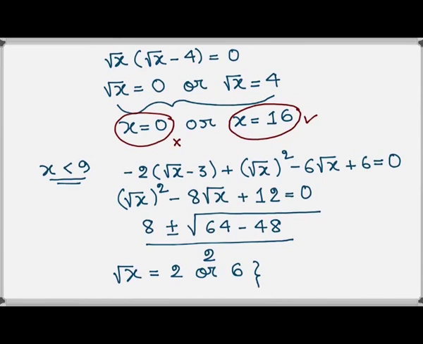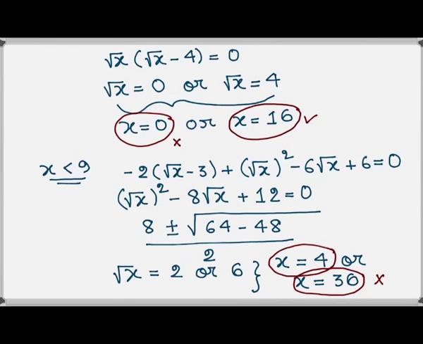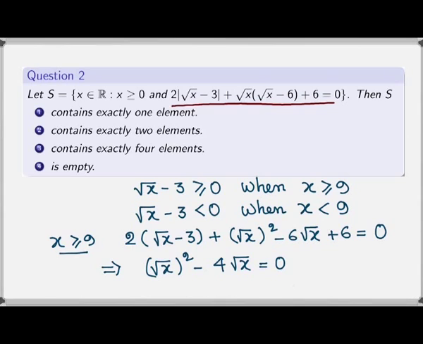So from here we get that x = 4 or x = 36. Now since x is strictly less than 9 in this case, x = 36 is not possible and x = 4 is possible. So from here we get only two possible choices of x, that is x = 16 and x = 4. Therefore we can say that the set S contains exactly two elements. So therefore option 2 is the correct one.